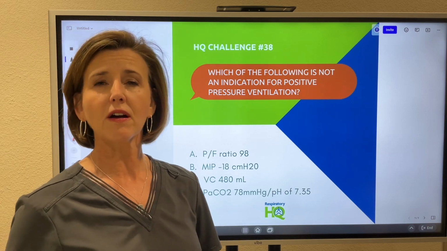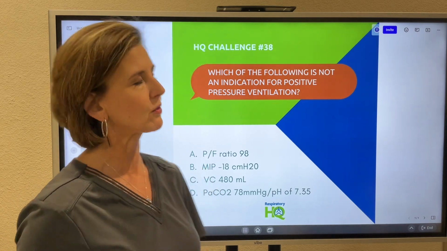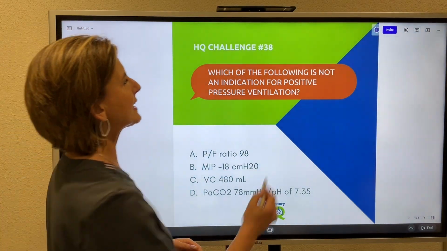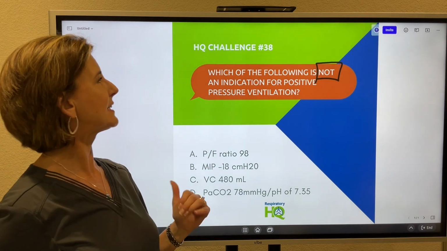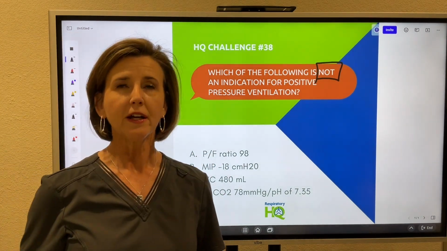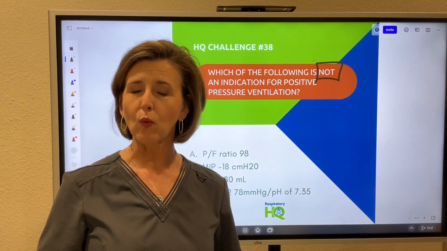So today we're going to talk about indications for positive pressure ventilation, or indications for mechanical ventilation. Which of the following is not, okay, that is our key word, which of the following is not an indication for positive pressure ventilation? Meaning all of these are except for one. We have to find the one exception.